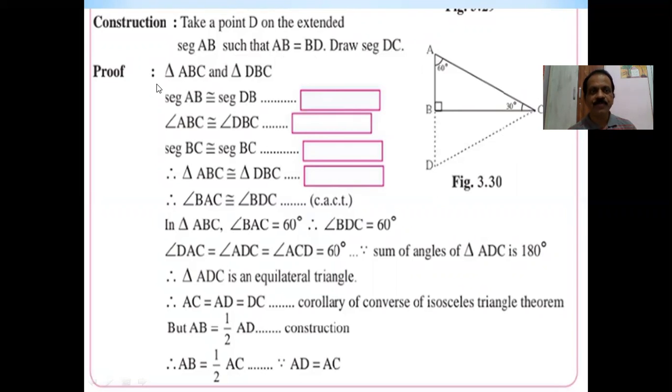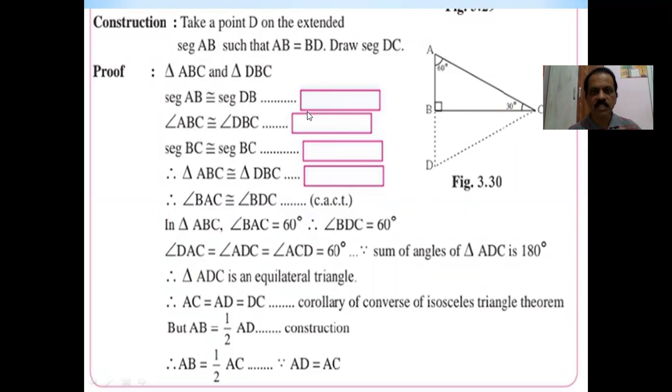And after that, look, triangle ABC. Look here, which is the triangle? This is the original triangle ABC and the triangle DBC. This is a new triangle. Now look here, segment AB is congruent to the segment DB. AB is the given segment of the triangle and here DB is a new triangle segment. These are congruent by the construction. Here we write the construction.